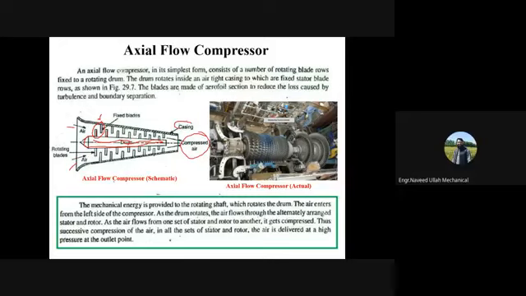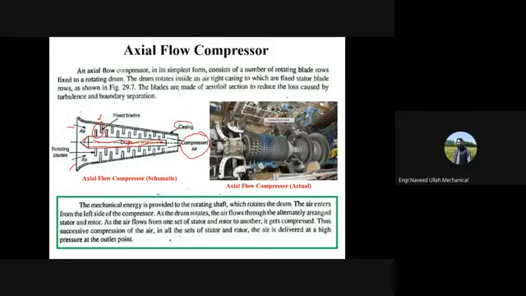So this is the schematic diagram of the axial flow compressor, and this is the actual diagram. This is the rotor. This is rows of blades; if you cut it, you will just see a single blade up there and down there. This is the cutaway section, and this is the rotor. So this is a row of blades.